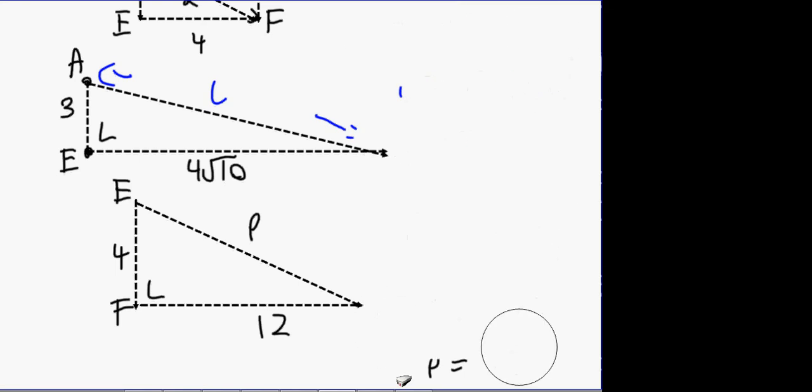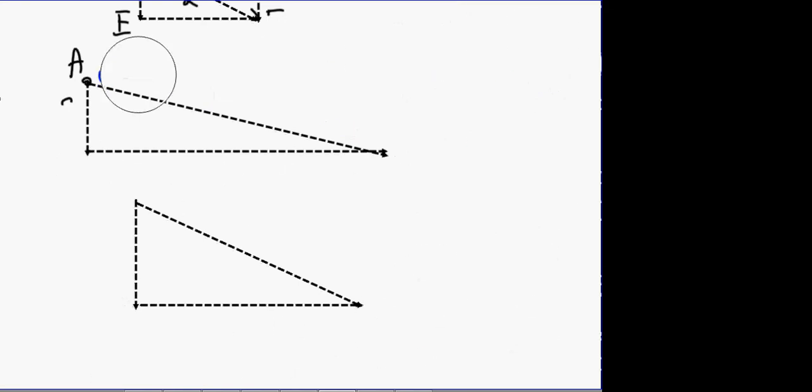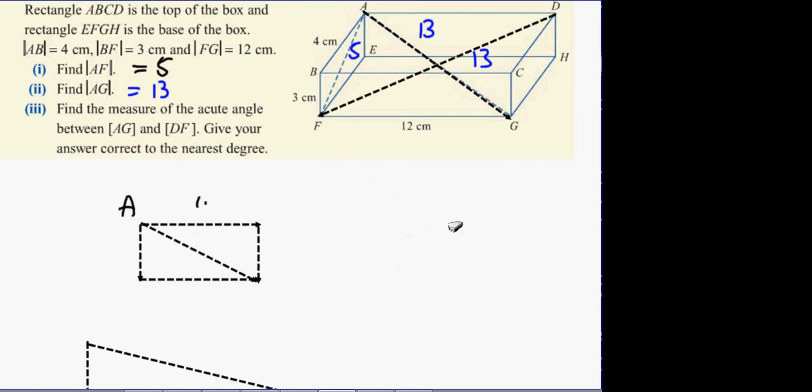So start off with all your information. EG is 4 root 10. It's this one down here. Find the measure of the acute angle between AG and DF. Give your answer to the nearest degree. Okay, I think I got it.